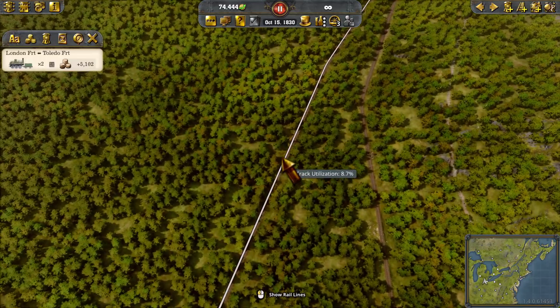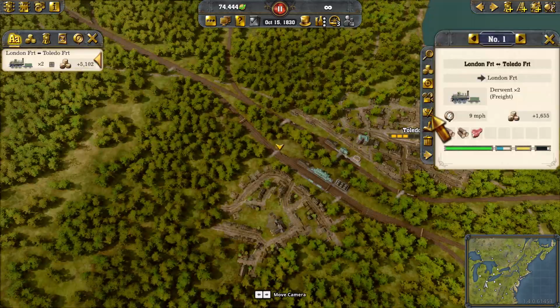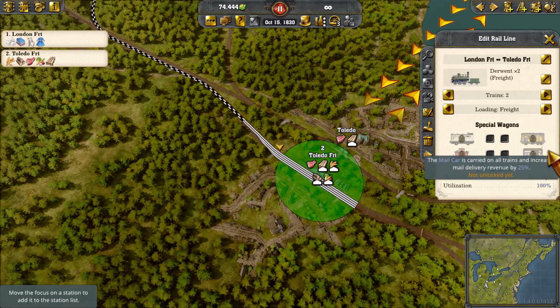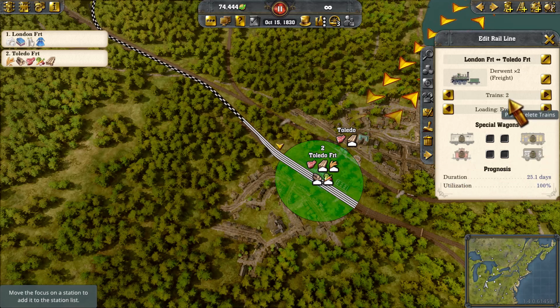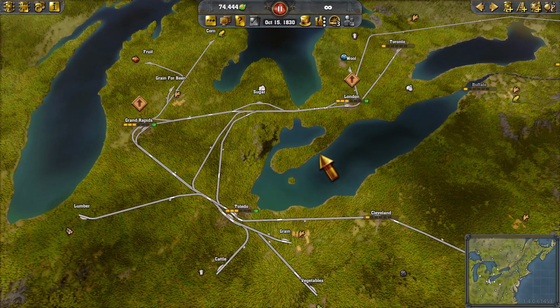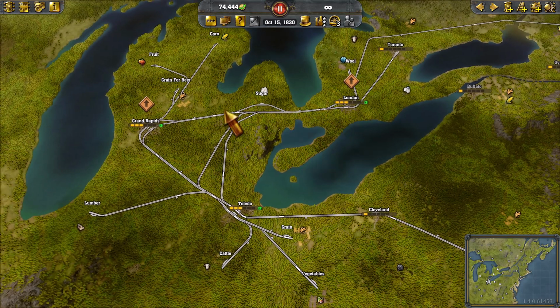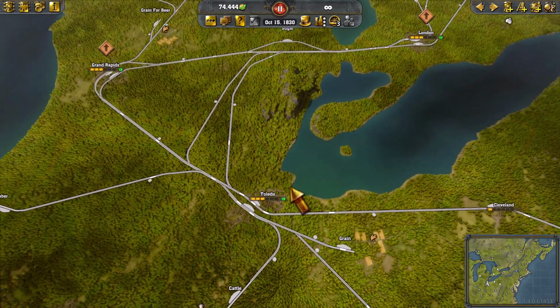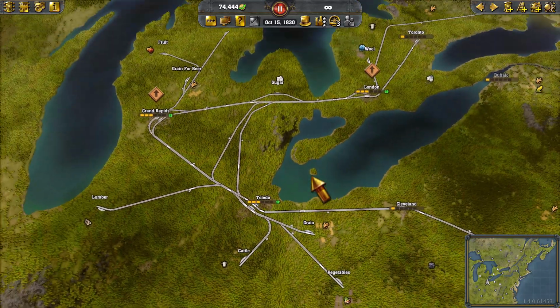So if we look at our freight line from London to Toledo, we want it to be 11 frequency. It's right now 11 times 2 would be 22. That's not enough. We need 1 more train. There we go. And that will allow us to move more freight between these two. And then what's left?